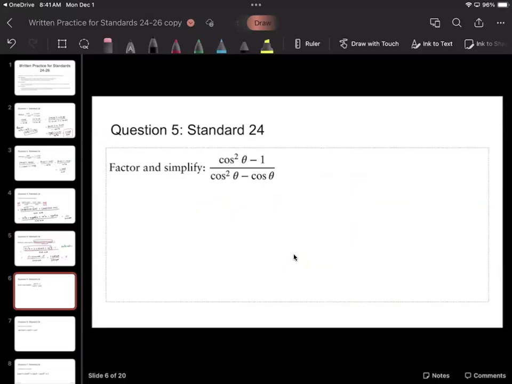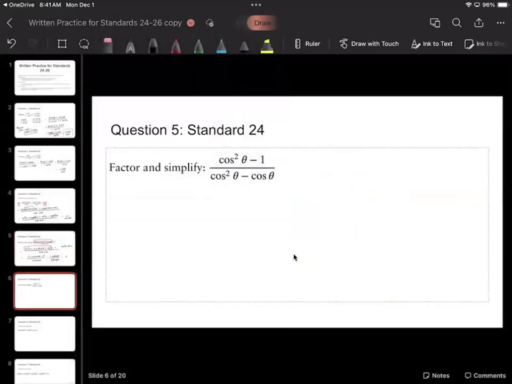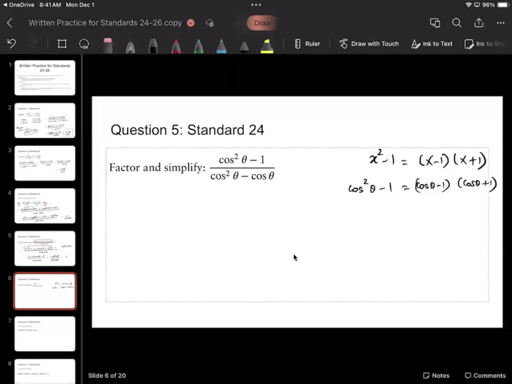Factor and simplify. So remember, cosine squared theta minus 1 is nothing but of the form, suppose you had x squared minus 1. How will you factor it? It's x minus 1 times x plus 1, right? Similarly, cosine squared theta minus 1 will be cosine theta minus 1 times cosine theta plus 1. So your numerator is now going to become cosine theta minus 1 times cosine theta plus 1.